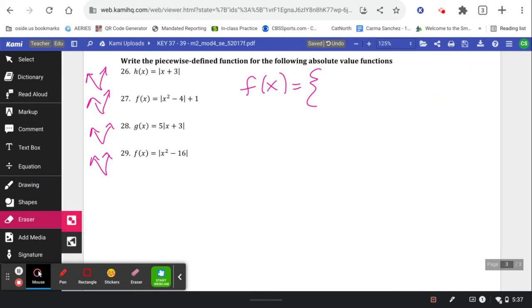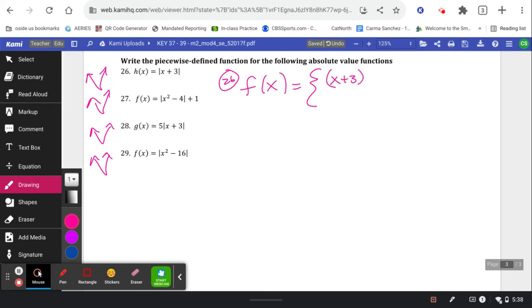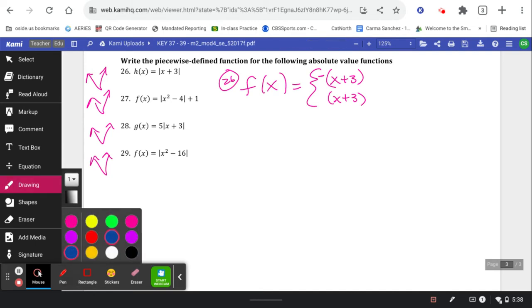So I'm starting with number 26. We literally copy it down. A value of 1, x plus 3 plus 0, and then a value of 1, x plus 3 plus 0. Which one gets the negative? Now we're going to write our domain. This is for all x values less than negative 3, and this is for all x values greater or equal to negative 3.